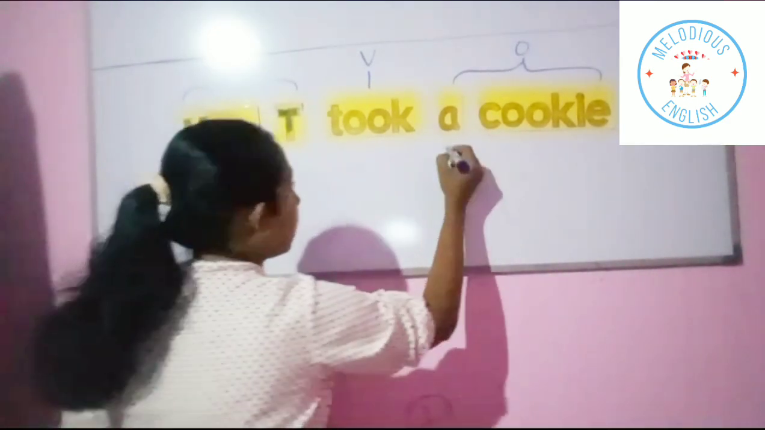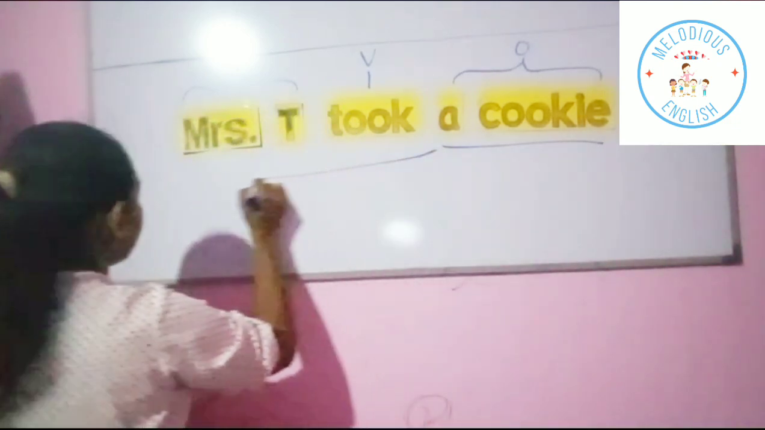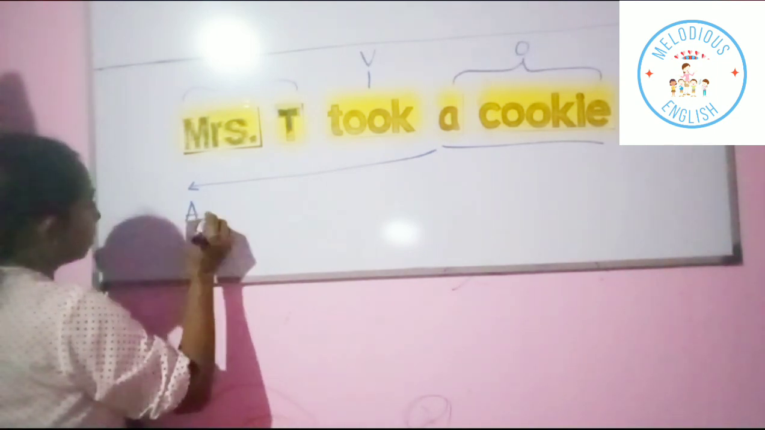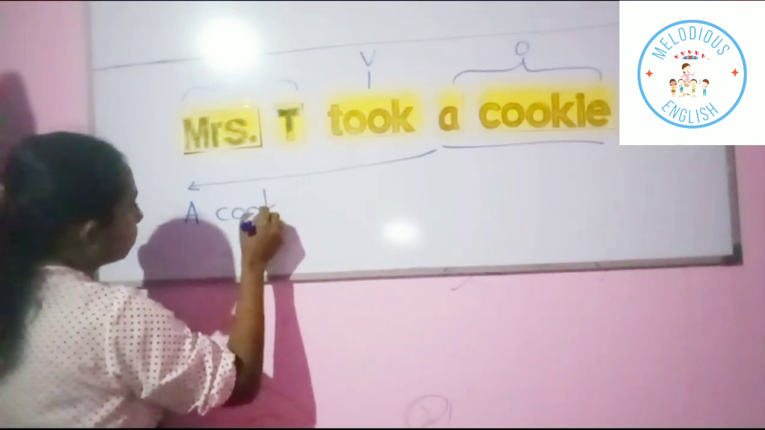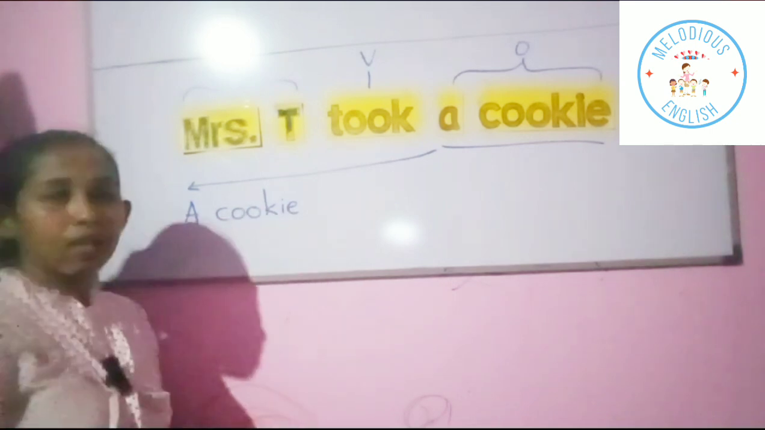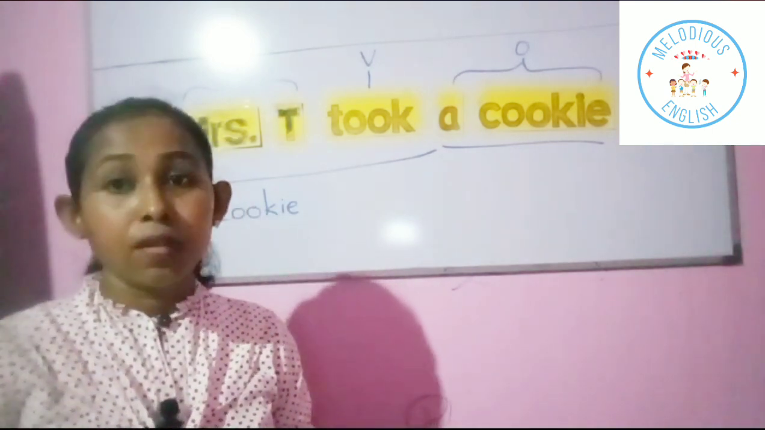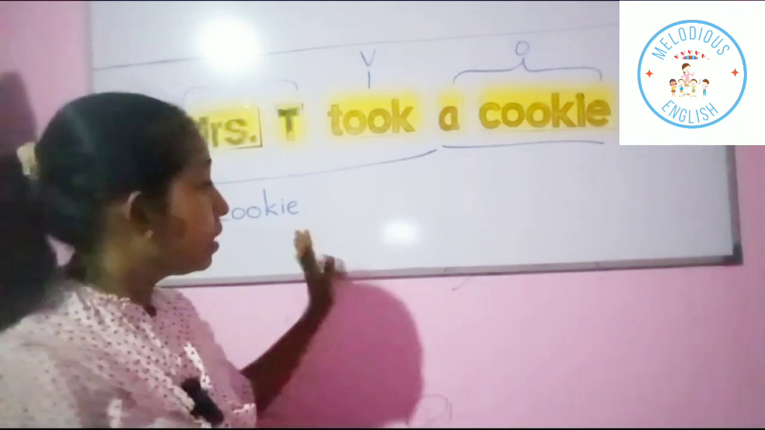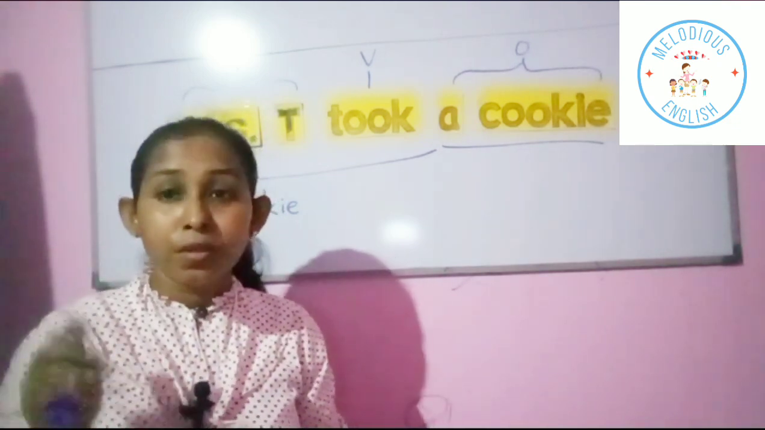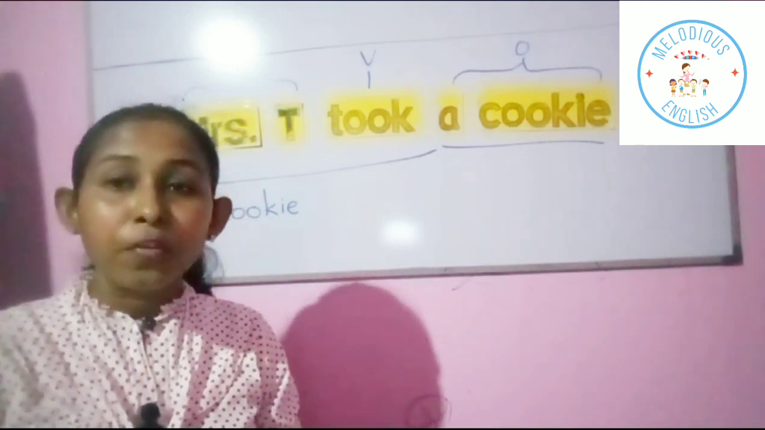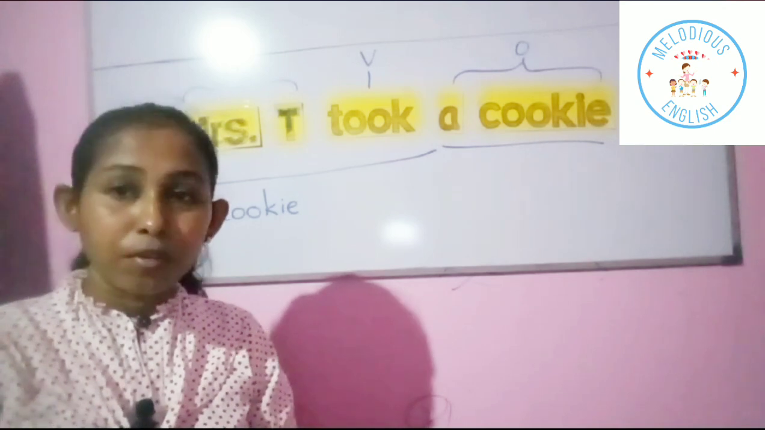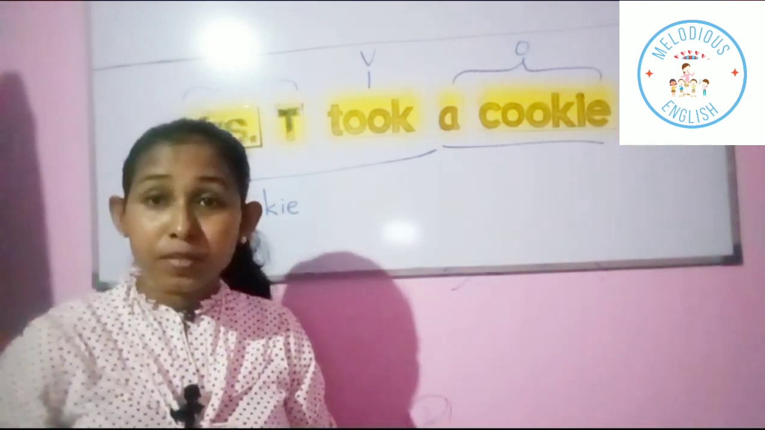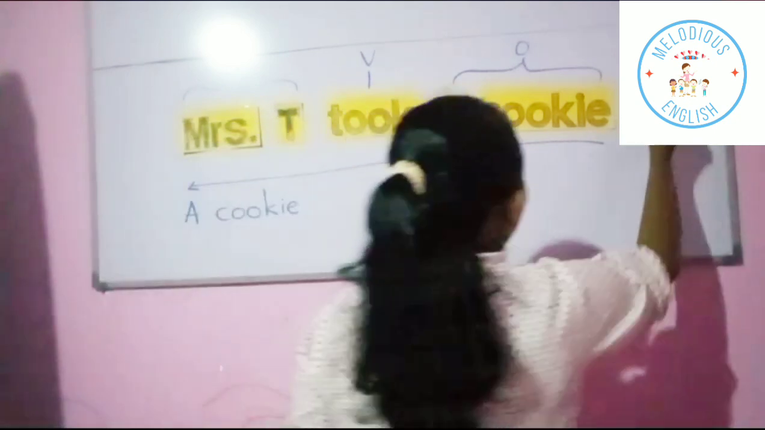Accordingly, a cookie comes here as the subject of the passive voice sentence. Now, according to this subject, we have to write the be verb. What are the be verbs we use here? There are two be verbs. They are was and were.